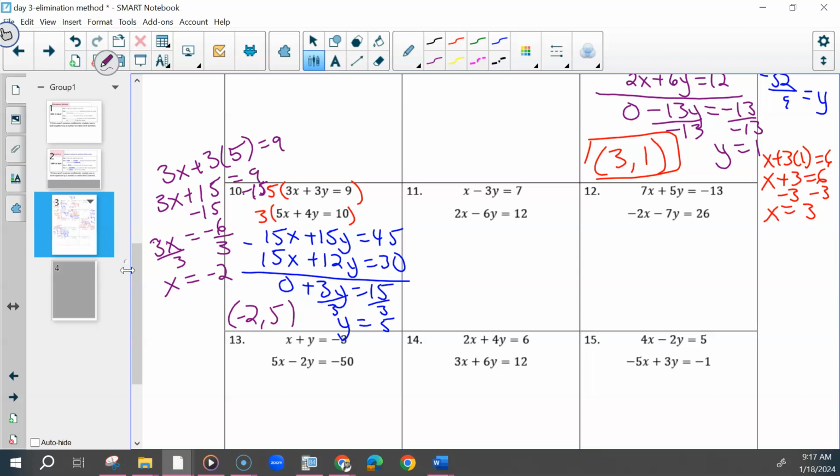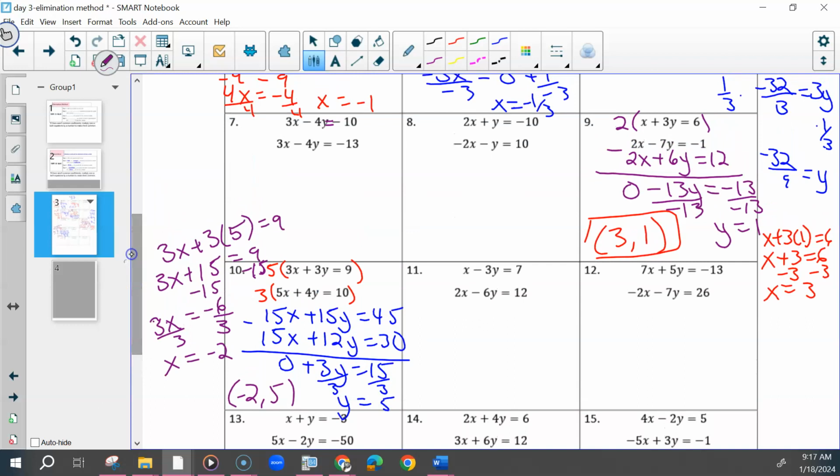Do we have any questions in general or specifically on how elimination works with adding and subtracting or with multiplying and adding and subtracting? We're going to do one special case, and then any you guys want to see, and then you'll have time to practice. So let's go back to number 7.